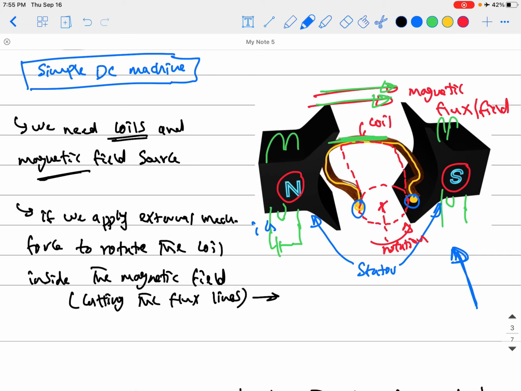So you have various types of machines. We'll be studying mainly the three main types of machines: DC machines, synchronous machines, and induction machines. The basic principles apply to each one of them.